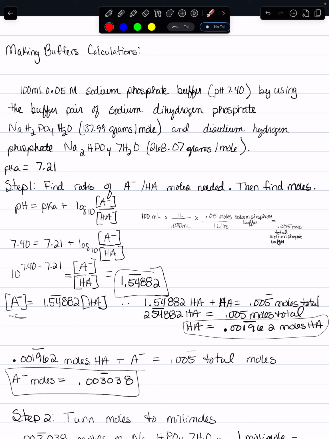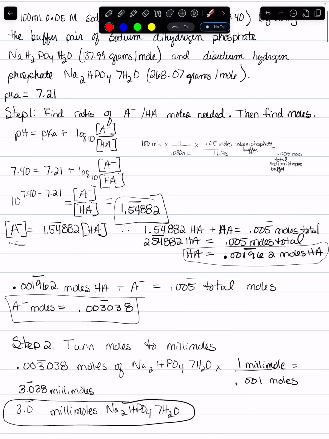We're going to use Henderson-Hasselbalch to find the ratio that's needed. So you plug in your desired pH, which is 7.4, equals the given pKa, or the one you look up, plus log 10 of that ratio. Then we're just going to do the algebra here. You're going to undo the log, right? You're going to say 10 to the 7.4, which is pH minus pKa, equals your ratio. The ratio is going to be 1.54882.